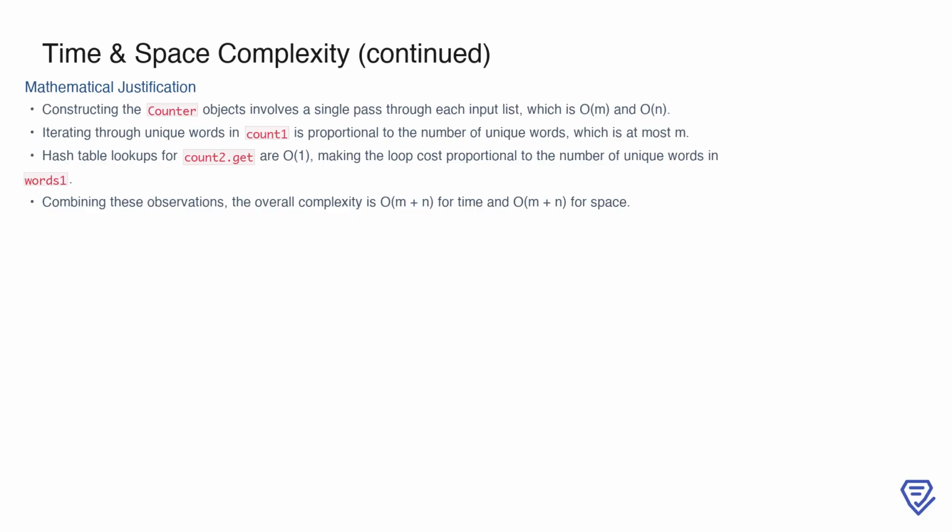Similarly, the space complexity is determined by the memory usage of the count 1 and count 2 hash tables, which require space proportional to the unique words in words 1 and words 2. Therefore, the overall space complexity is also O(m plus n).